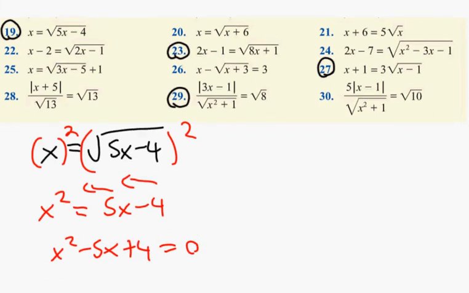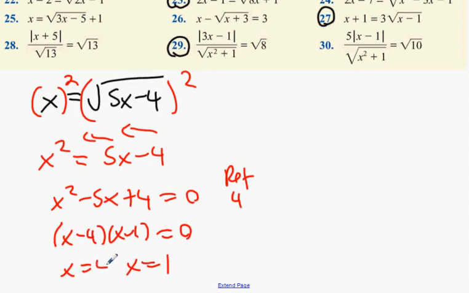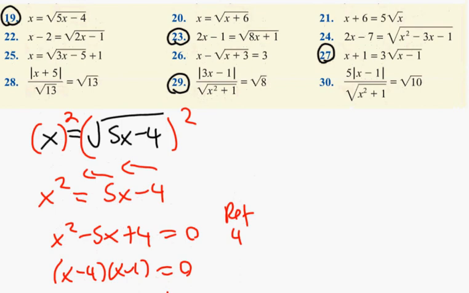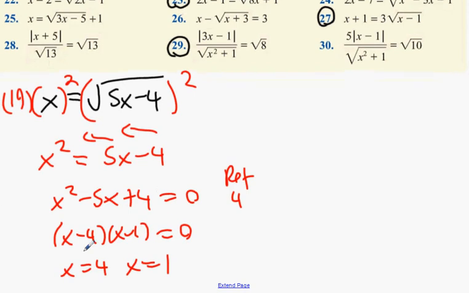Now, what we get next is a reference number 4. And we get x minus 4, x minus 1 equals 0, x equals 1, x equals 4. And that is question 19. It's a standard reference number question: x squared minus 5x plus 4.